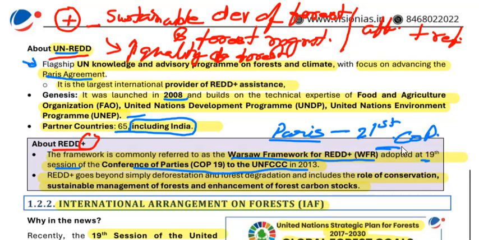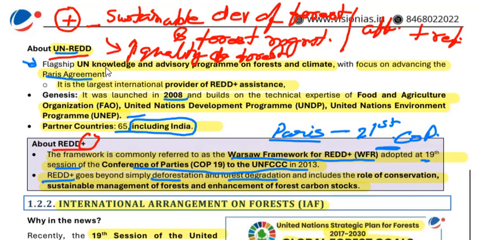Here the NDC is proposed by different countries, and India came first to set its NDC, and we have already achieved what we set in the Paris climate. We will see in detail. Next, it is given that REDD plus goes beyond simply deforestation and forest degradation. I have already talked about this.